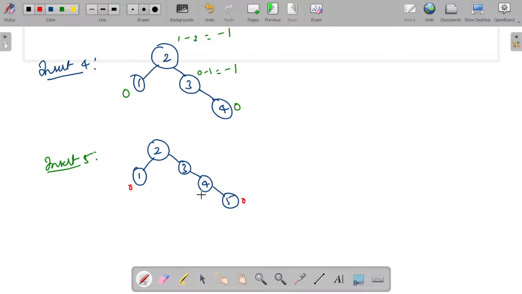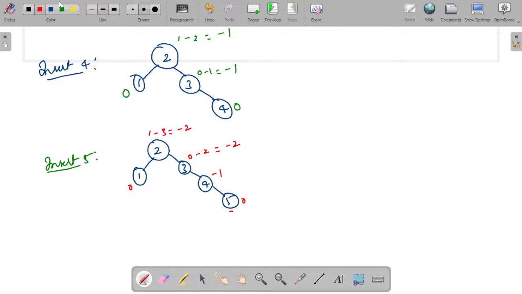Whereas for 4, on the left side I don't have any child nodes, but on the right side I have one child node. So it is going to be 0 minus 1, which is minus 1. And for 3 it is going to be 0, and there are two nodes in the right, so it is 0 minus the deepest child node for 3, which is 5. The number of edges between 5 and 3 is 2, so 0 minus 2 becomes minus 2. And for 2 it is going to be 1 minus the deepest child node, which is 5. The number of edges between 2 and 5 is 3, so it is 1 minus 3, which is minus 2.